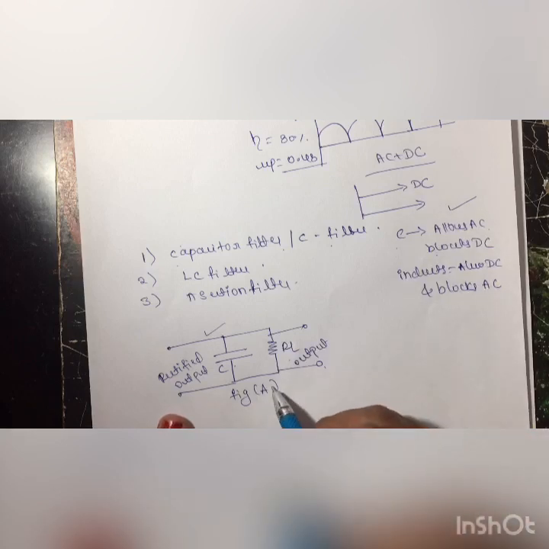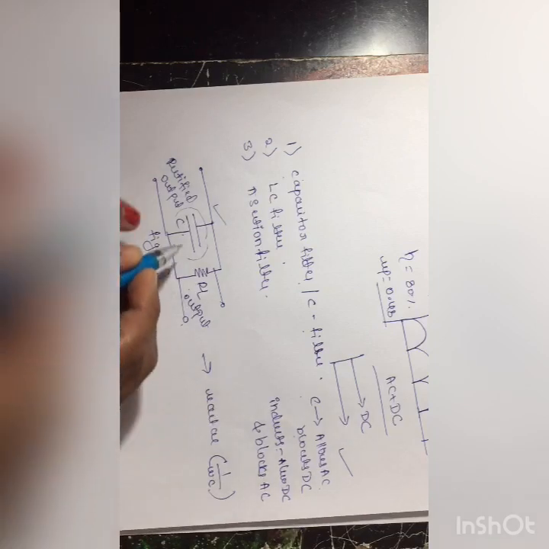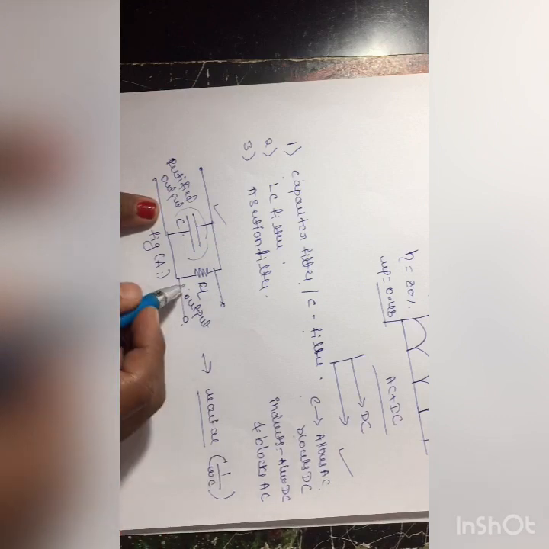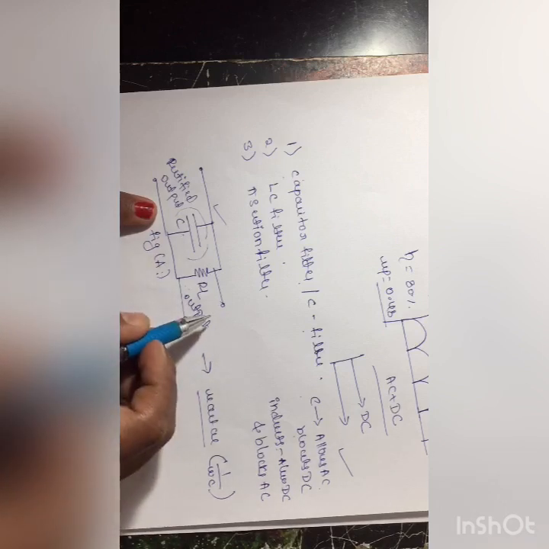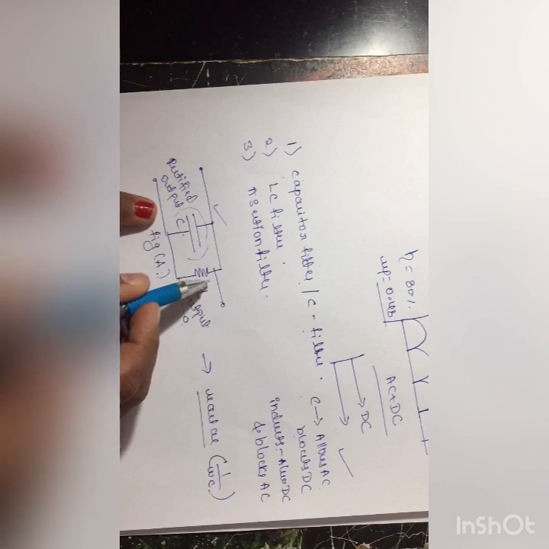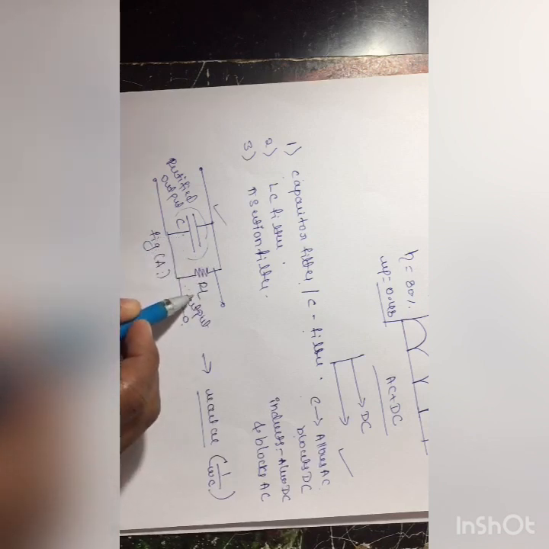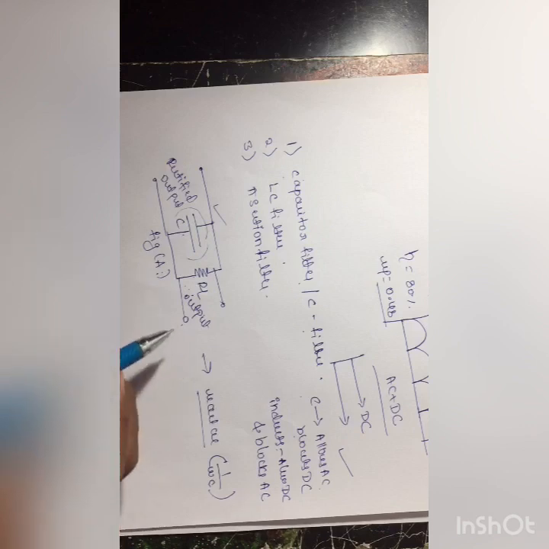The capacitor C acts like a reactance, that is, 1 by omega C. At the frequency of the AC mains the reactance is very small as compared to the load RL. So the AC component finds a low reactance shunt path through the capacitor and is mostly bypassed, thus the ripples are filtered from the output voltage.